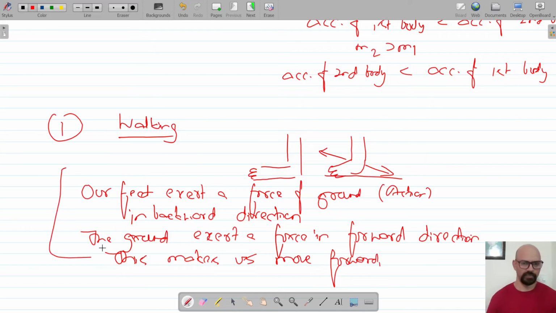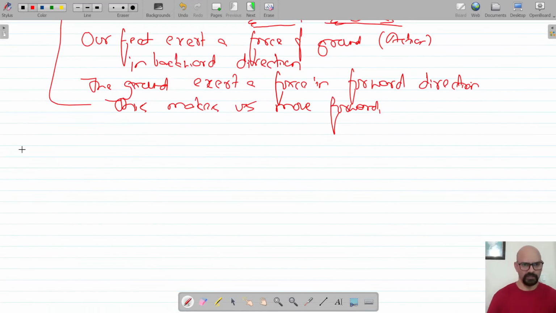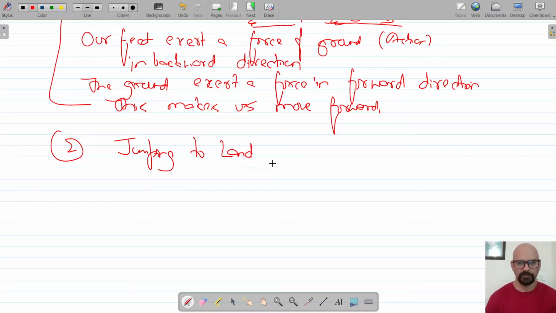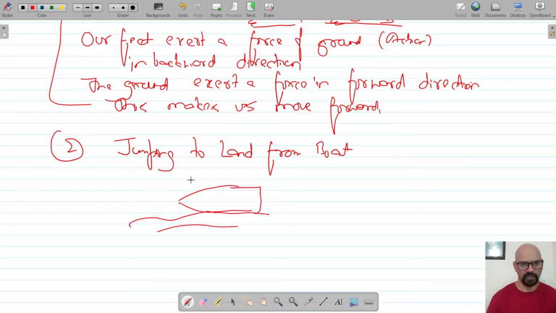So that is how we are able to walk. And the next example we can consider is jumping to land from a boat. So we are jumping from the boat to land. Okay, let's consider this is a boat in the water, and here is the land.